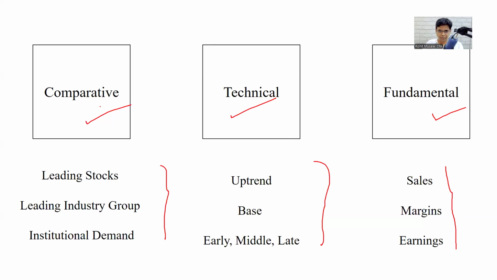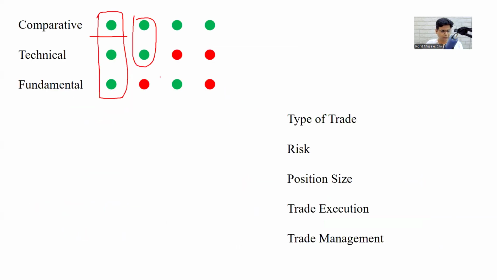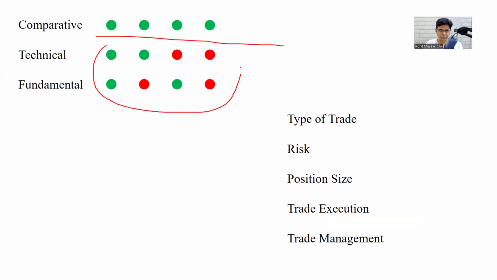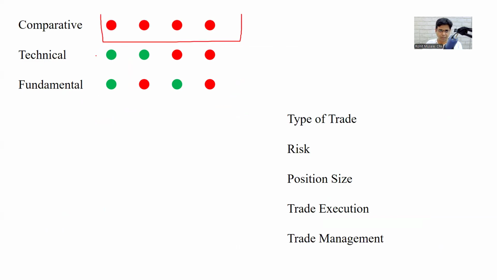Okay. Based on whether they are strong or weak, you have 8 different scenarios. Here you have comparative strength, and then you have permutation combination of technicals and fundamentals. Next, you have comparative weakness, and then you have permutation combination of technicals and fundamentals.